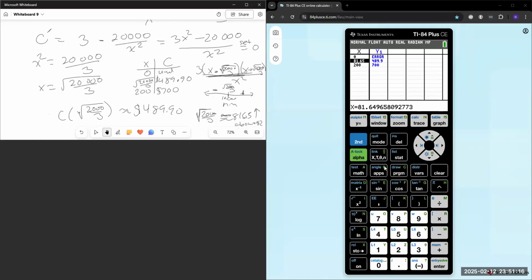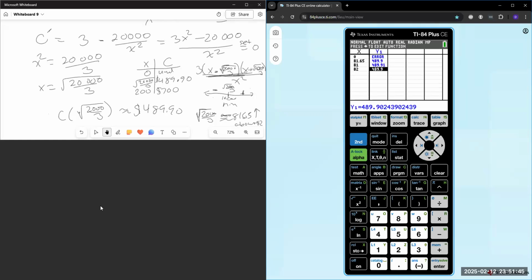If I go ahead and look at my calculator, what happens at 81 and 82, just because 81.65 is between the two of them, I can see that my cost is slightly smaller at 82 than it is at 81. That's why the minimum happens at 81. I'm sorry, at 82.